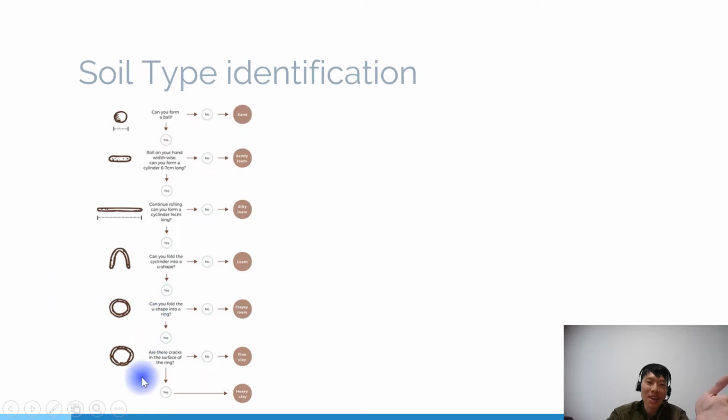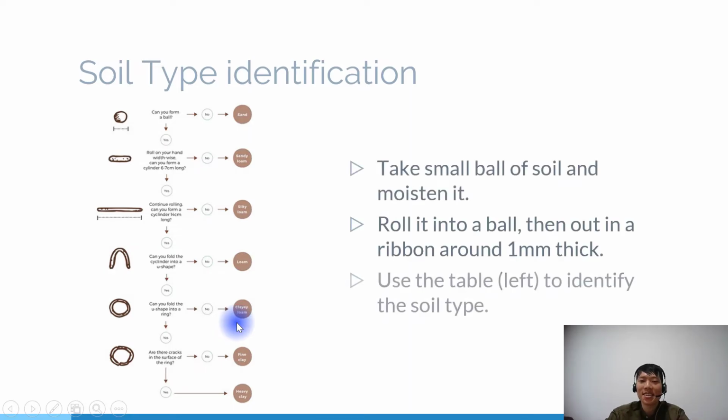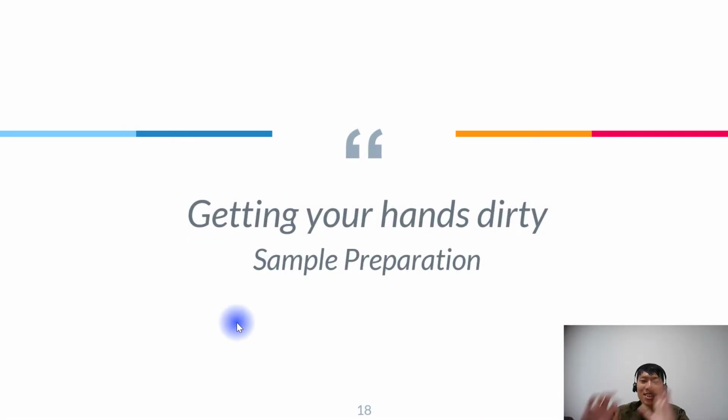Does it curl, does it break, does it form a circle? Can you form a U shape into a ring? That's how you classify it, okay? Right, good. Now you get your hands dirty.